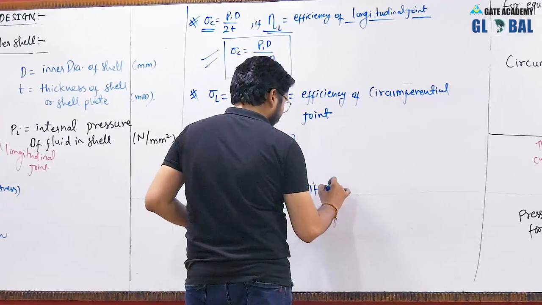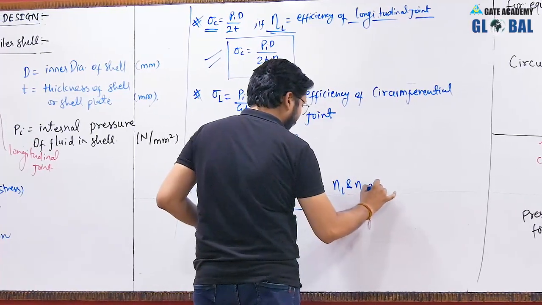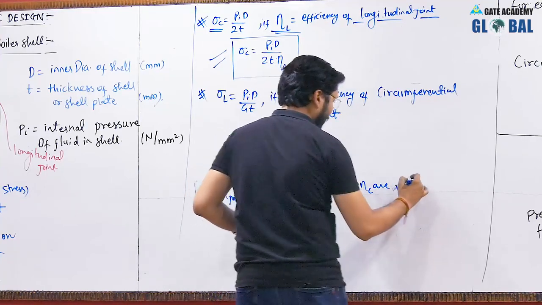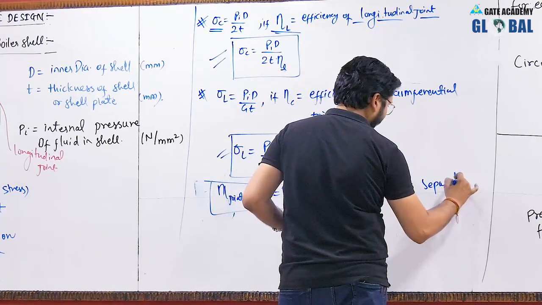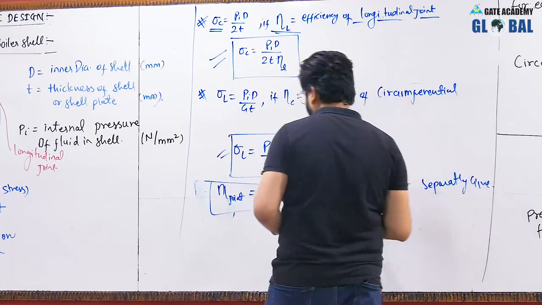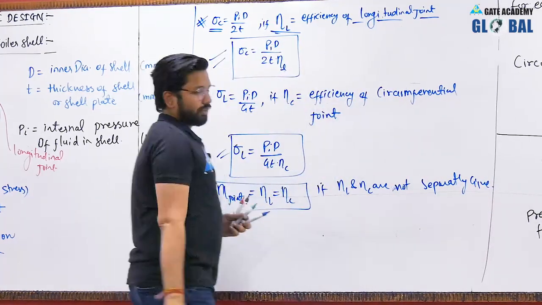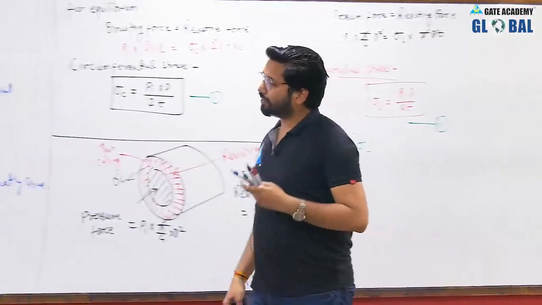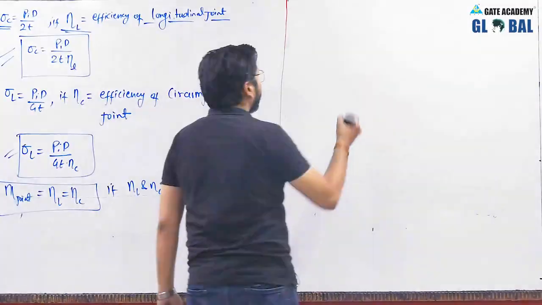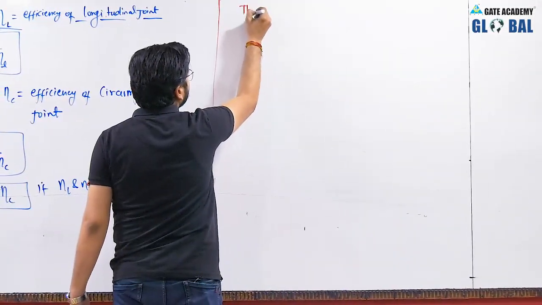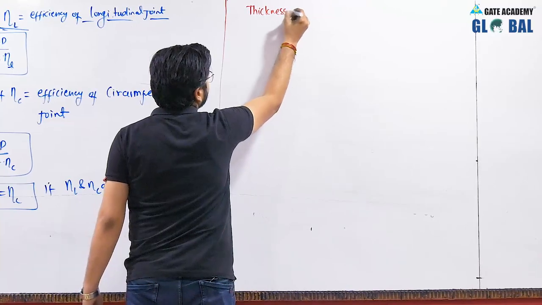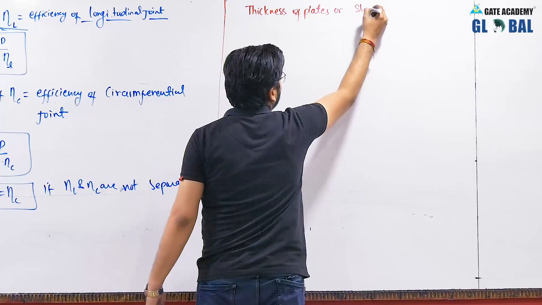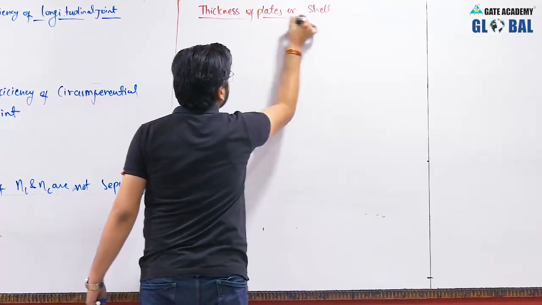So if eta L and eta C are not given separately, okay. So why do we need these formulas? The design of the boiler shell begins from the calculation of the thickness of the shell material. So first of all, we will calculate the thickness of plates, or you can say the shell.